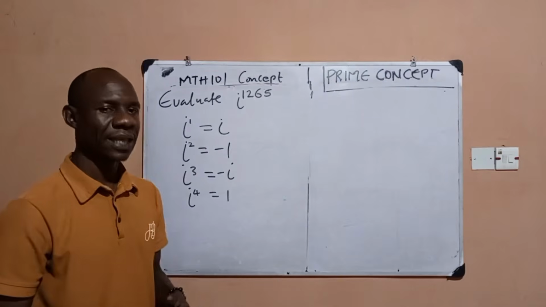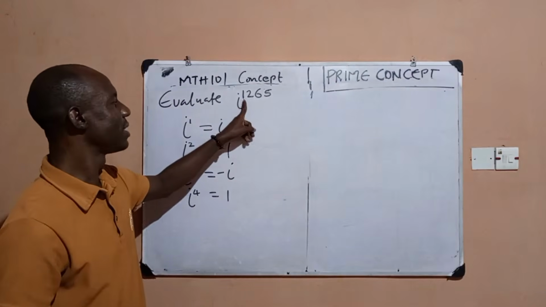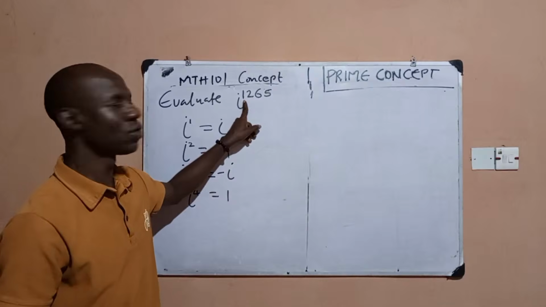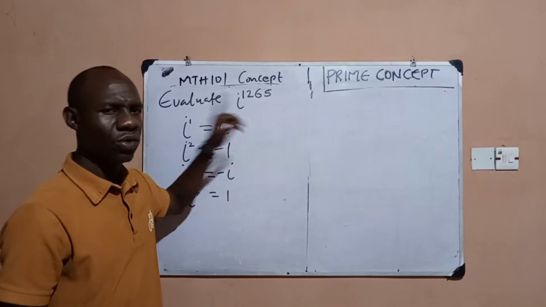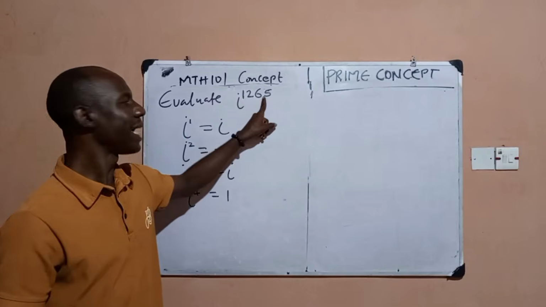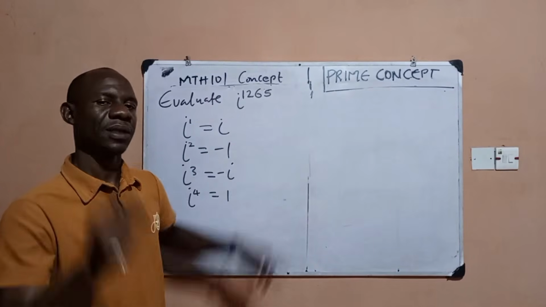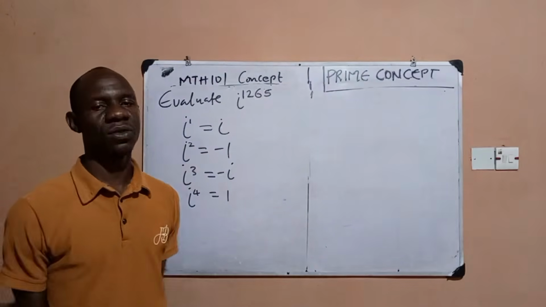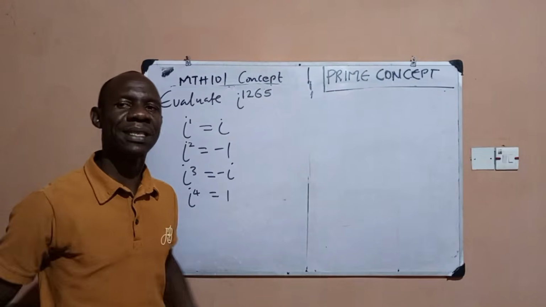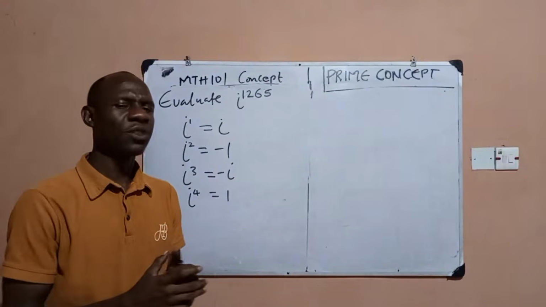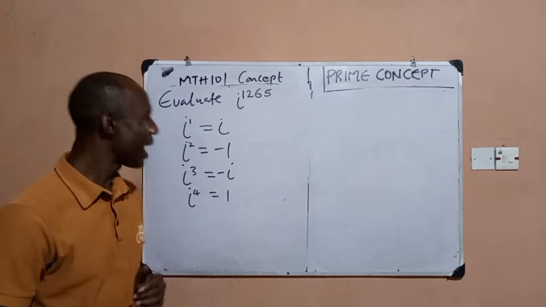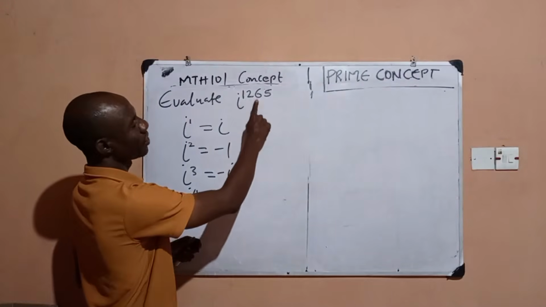Right? Yes. Now, whenever you meet a complex number like this and they want you to evaluate it, all you ask yourself is, divide this by 4. The remainder is the only thing you need. And because the remainder is the only thing you need, it means you don't have a problem. Now, how do you divide this large number by 4?